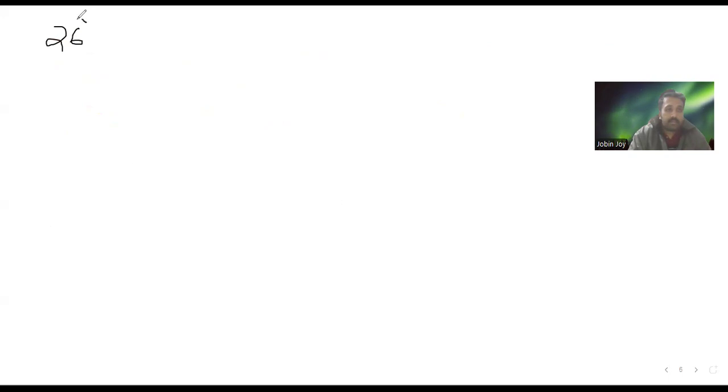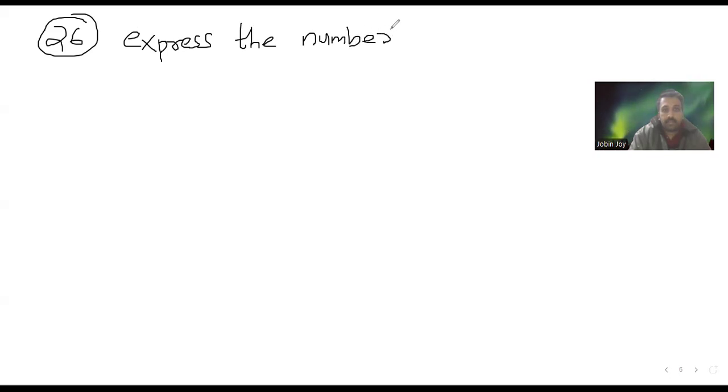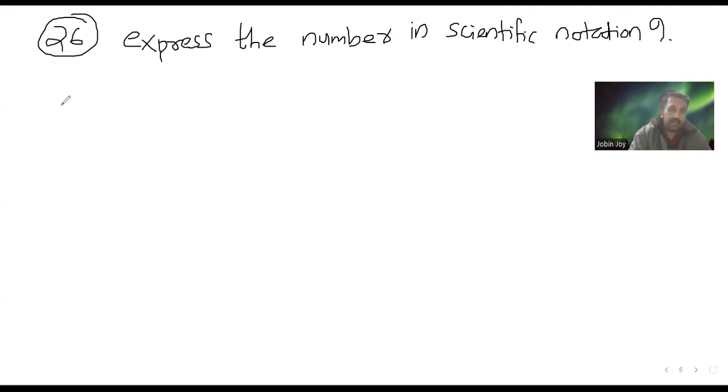Then question number 26. Express the number in scientific notation.